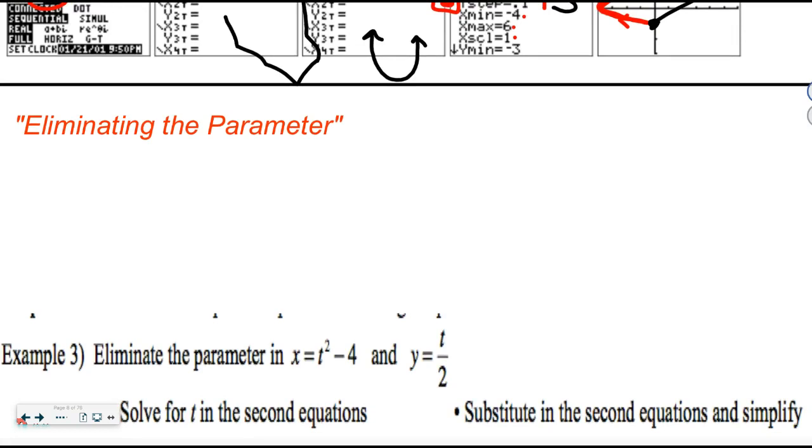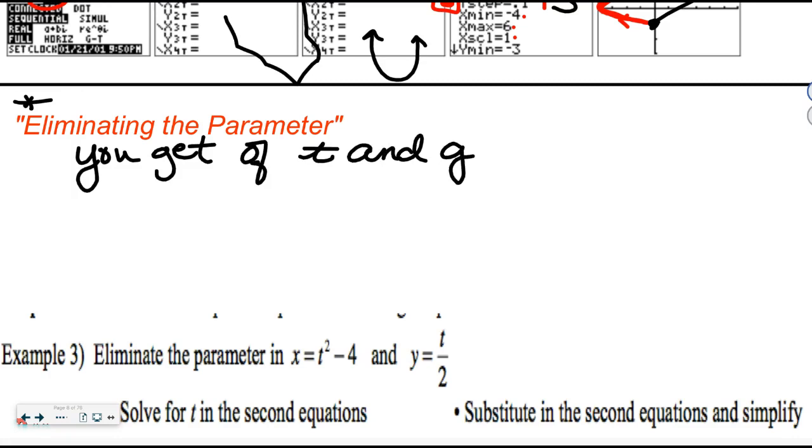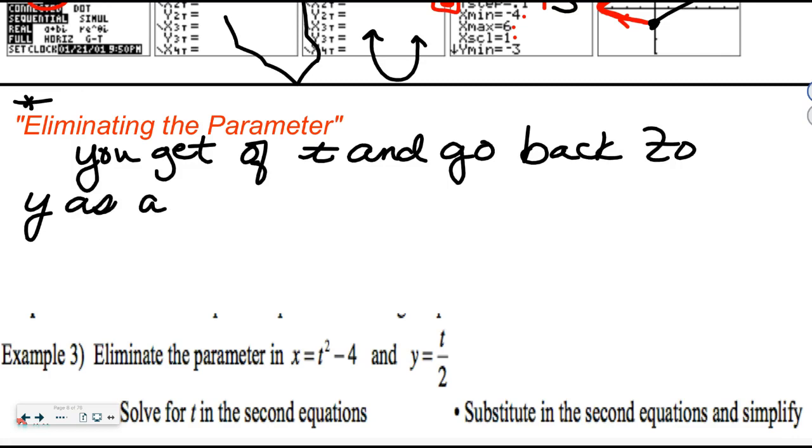So before we go do that though, that was two of the things I wanted to make sure you knew how to do. How do you graph by hand? Are we good with it? You just make a table. And then how do we graph on the calculator? Now we're going to do what's called eliminating the parameter. What that means is you get rid of the t, and go back to y as a function of x.